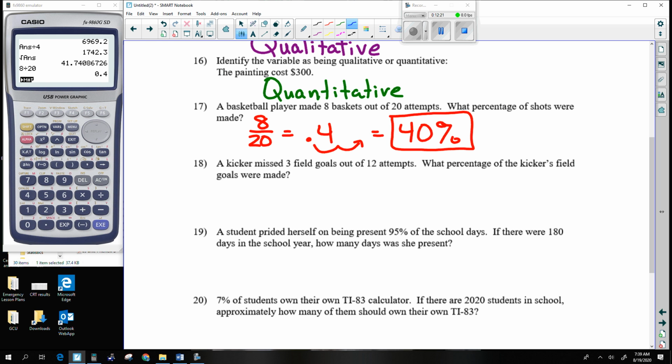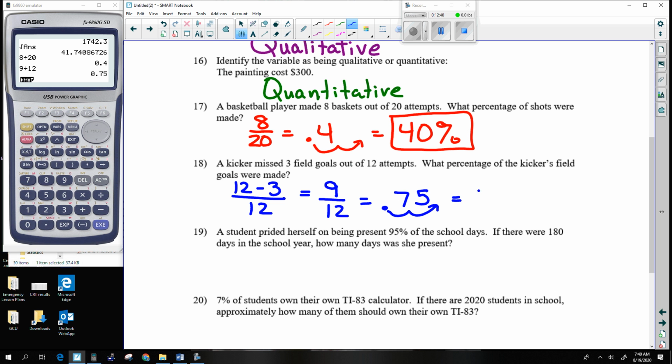Next, a kicker missed 3 field goals out of 12 attempts. What percentage of the kicker's field goals were made? So again, how many were made? He didn't make 3, he missed 3. So that would imply that he made 9 out of 12. Move the decimal 2 places, and that yields 75%.